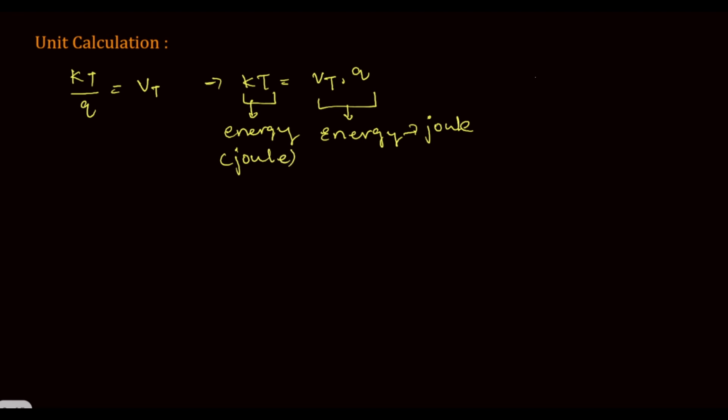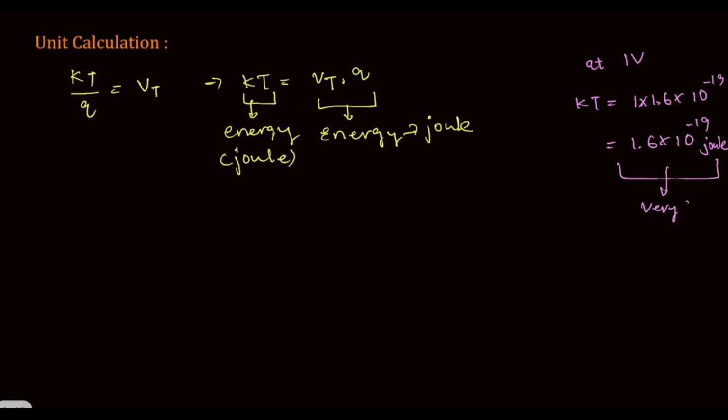So let us calculate what my kT will be at 1 volt. kT is equal to 1 into 1.6 into 10 power minus 19. So my answer will be 1.6 into 10 power minus 19 joule. This is very small, and every time it is very difficult to represent this. So what I will simply do is convert this into electron volt.